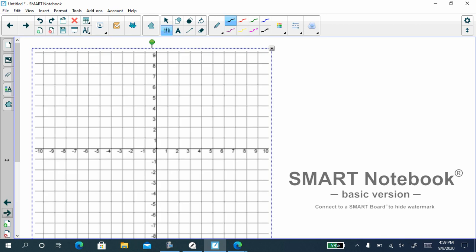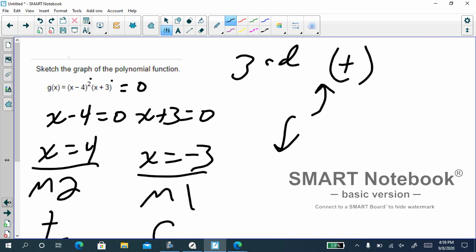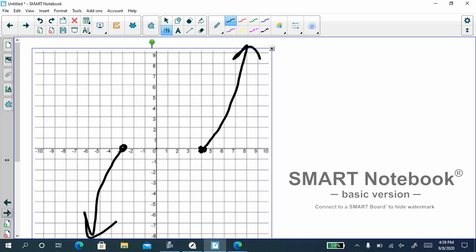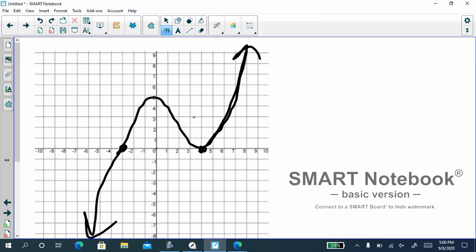So let's plot. There's 4, there's negative 3. We're up on this side, down on this side. At negative 3, we cross. So we cross here, we eventually come down. At 4, we touch, so we bounce off of there and go back up. Notice if we were to cross here, then to be going up, we'd eventually have to cross the x-axis again, and that would make another 0. We don't have another 0. So we just bounce off the x-axis at 4.